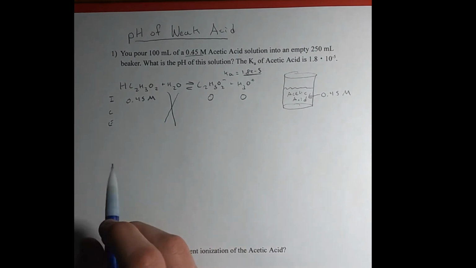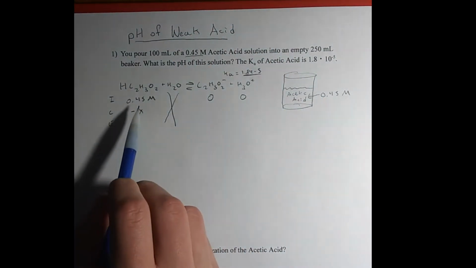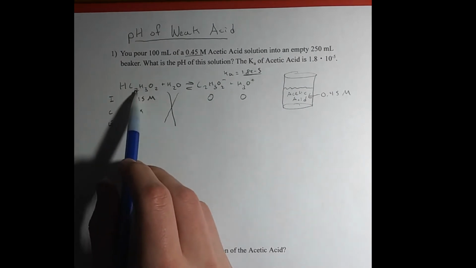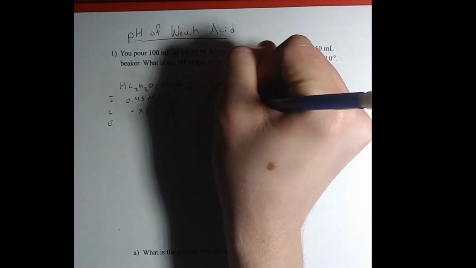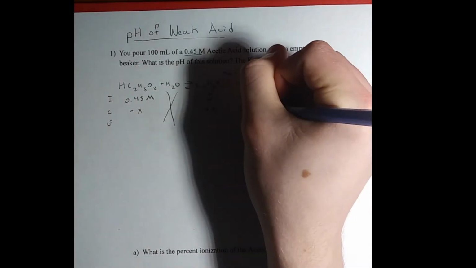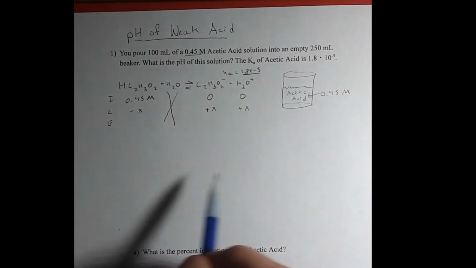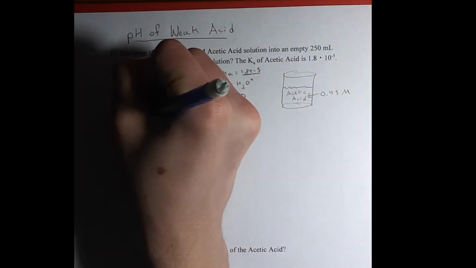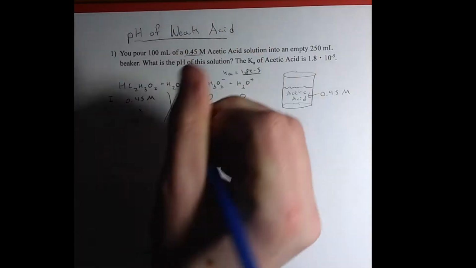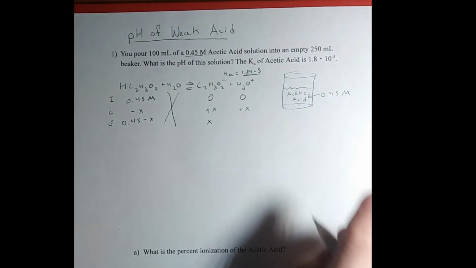Now the change. We're just going to use x as our variable. The change here is minus x, right? X molarity changes from this acetic acid into the acetate conjugate base. This will be plus x actually, plus x, and also some hydronium ions. Finally, we add this together to get equilibrium: 0.45 minus x for the acetic acid, x for the acetate ion, and also x for the hydronium. Here's our ICE table.